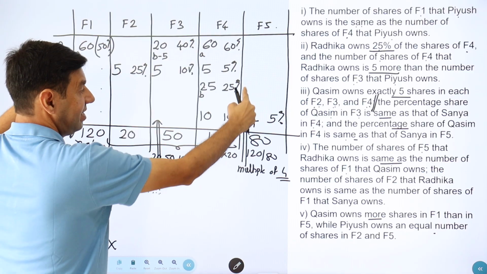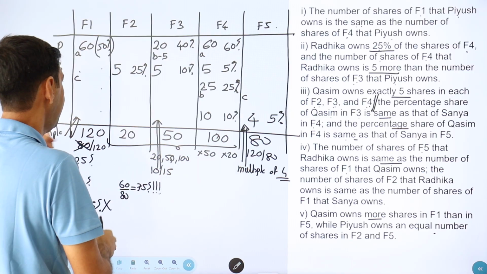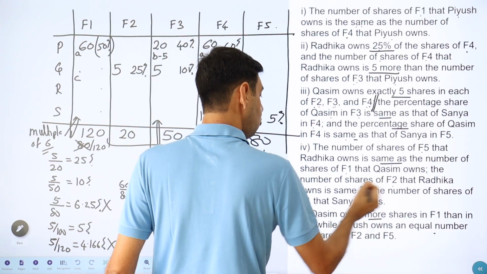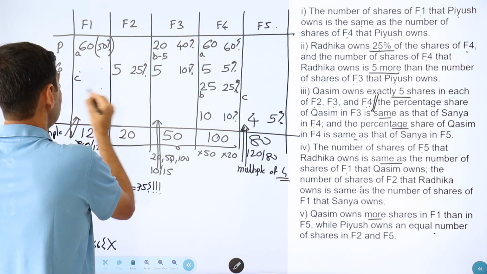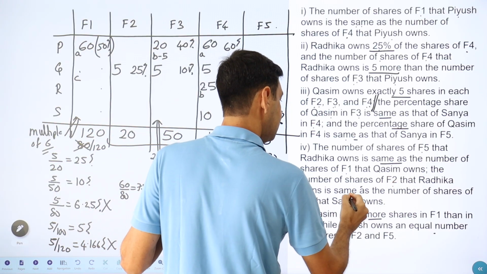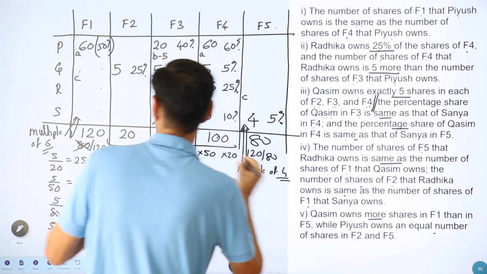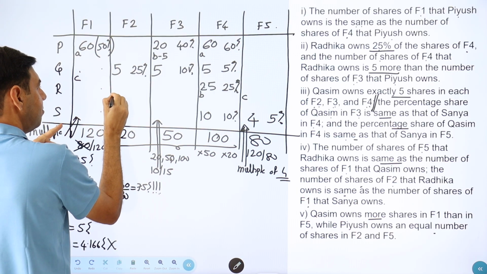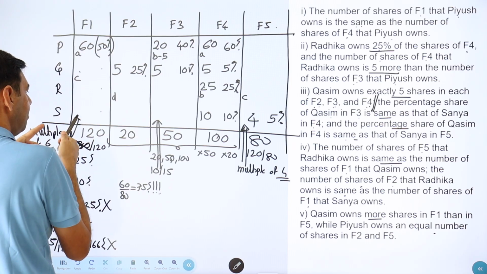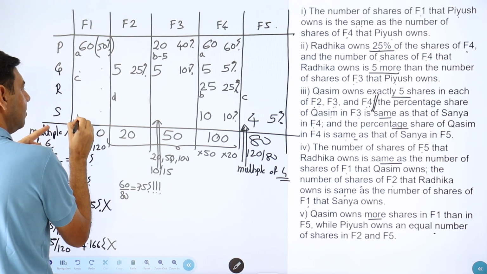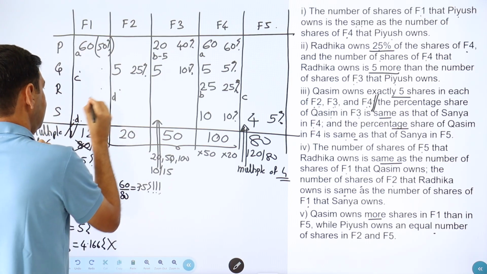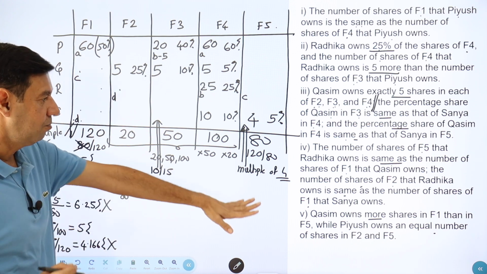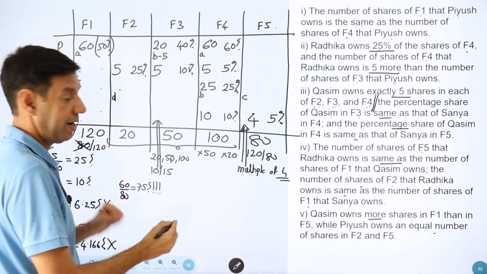Think, we just said something should come to your mind. Okay, okay. The number of shares of F2 that Radhika owns is same as the number of shares of F1 that Sanya owns. This number here is same as this number here. So this is same as this. Okay. We are almost at the end, so let's finish that part.